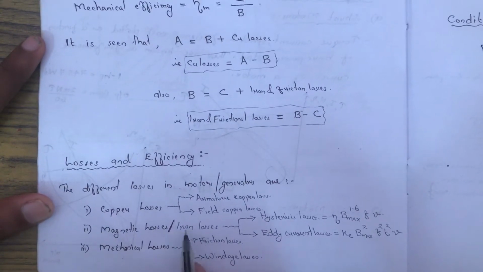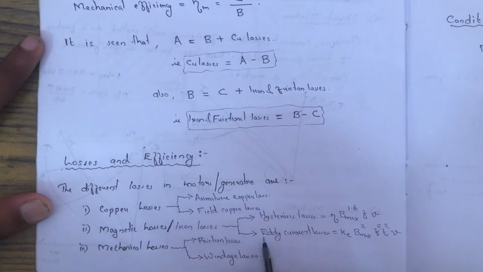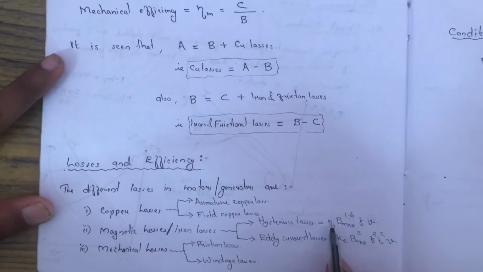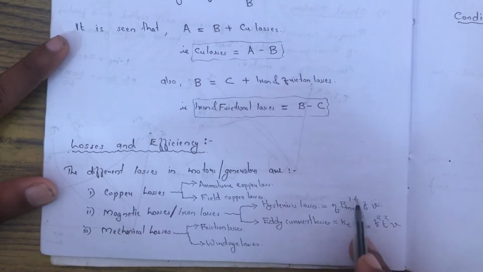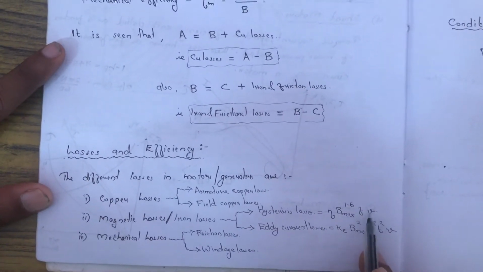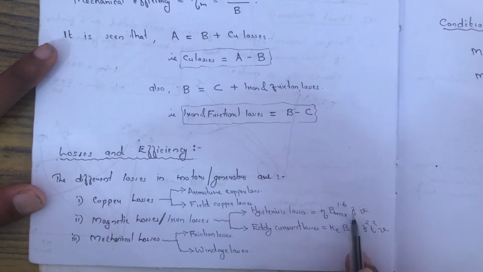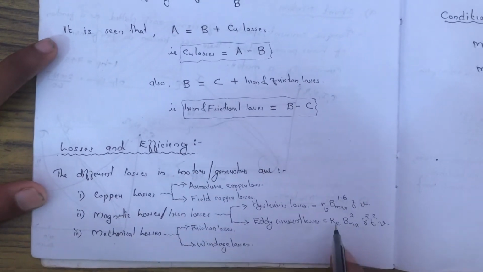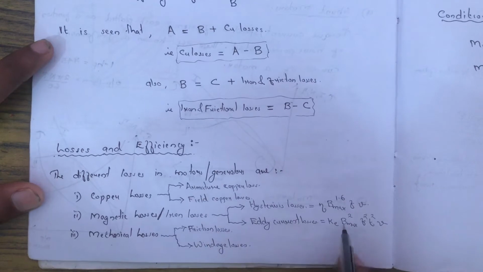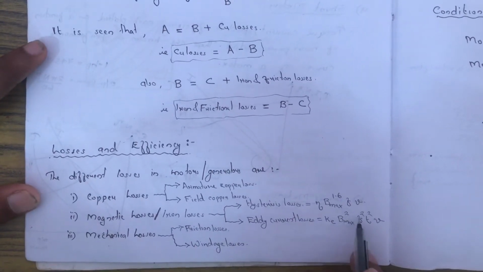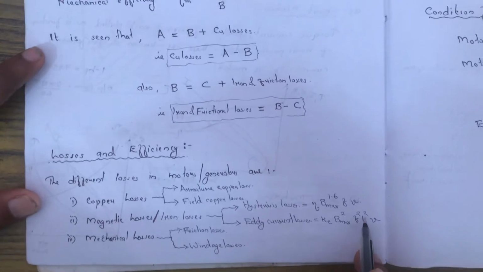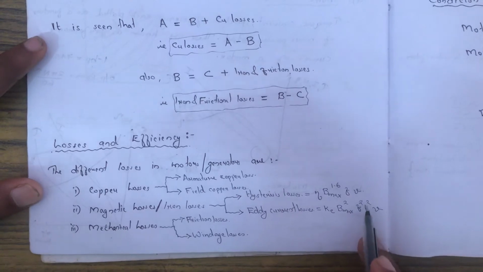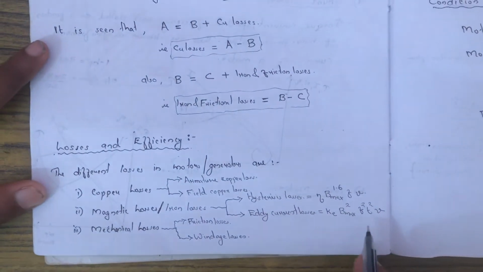The next one is magnetic losses or iron losses. These are due to the materials. There are two different losses, hysteresis loss and eddy current loss. Hysteresis loss is equal to eta, the hysteresis coefficient, into Bmax raised to 1.6 into F into V, where Bmax is the flux density, F is the frequency and small v is the volume of the conductor. Next is the eddy current loss. Ke is the eddy current coefficient, into Bmax square into F square into T square into V, where Bmax is the flux density, F is the frequency, T is the thickness of the material and small v is the volume of the conductor.